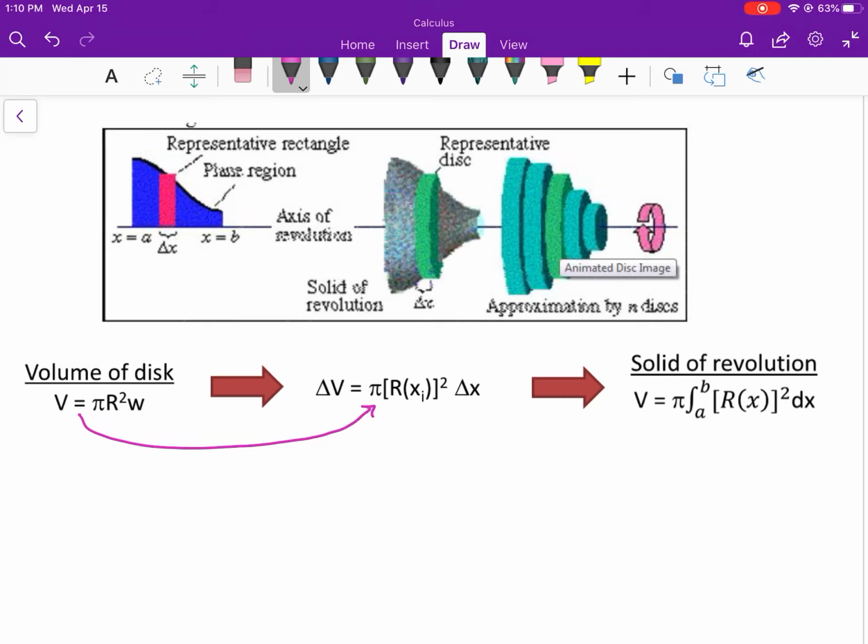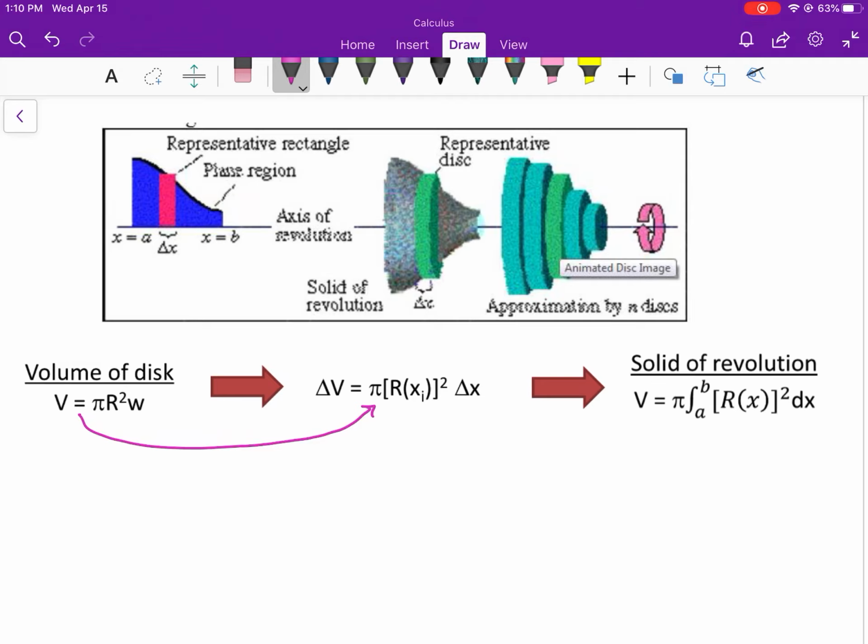So what that's telling you is the change in volume happens to be pi times r of x sub i squared. So x sub i just represents a particular rectangle, and then times delta x. That's the change in x, which is actually the width of your rectangle. And we know that if we were to add up the areas of all those rectangles, we would have the area under the curve.